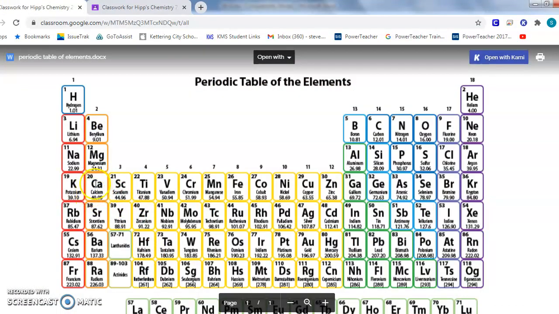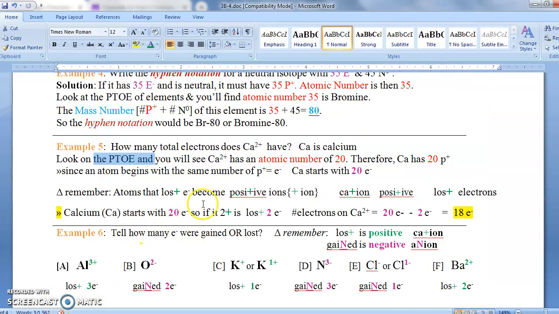You would need to look for the Ca, and we would need to look in the upper left-hand corner. Calcium has an atomic number of 20. Therefore, it always has 20 protons in the nucleus. But if it has 20 protons in the nucleus, then it starts with 20 electrons, because an atom, before it reacts, has equal numbers of protons and electrons. So calcium has 20 electrons.